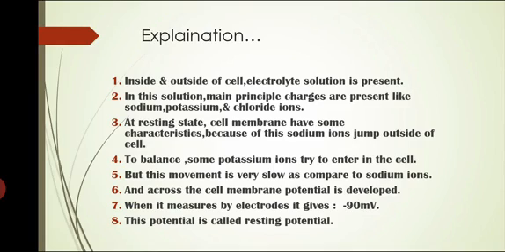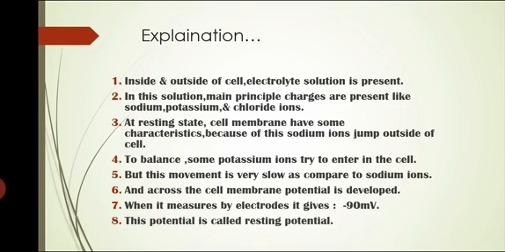Then because of this movement of sodium ions, more positive ions are present outside of the cell. So to balance this charge, some potassium ions try to jump inside the cell. But this movement of potassium is very slow as compared to the sodium ions. And because of these movements of the ions, we get an imbalance across the cell membrane, and a potential is developed across the cell membrane.